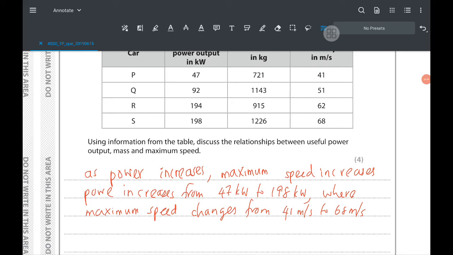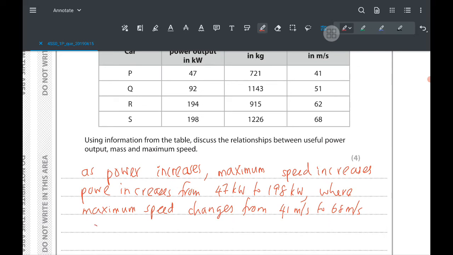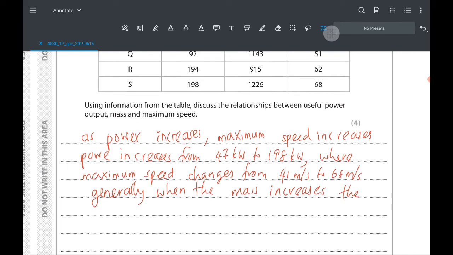In the next point you can say, generally when the mass increases, the speed increases. We can't say always because we have this car Q as a little bit of an anomaly, but generally we can say when the mass increases, the speed increases.